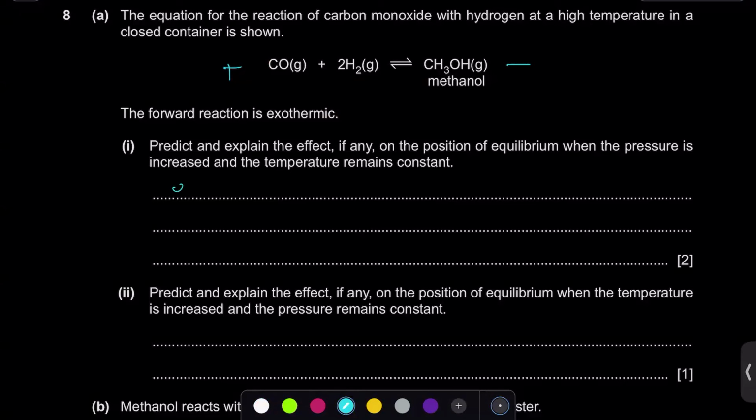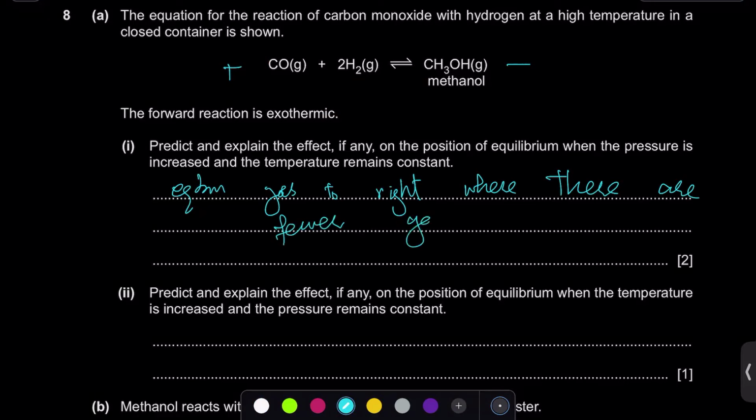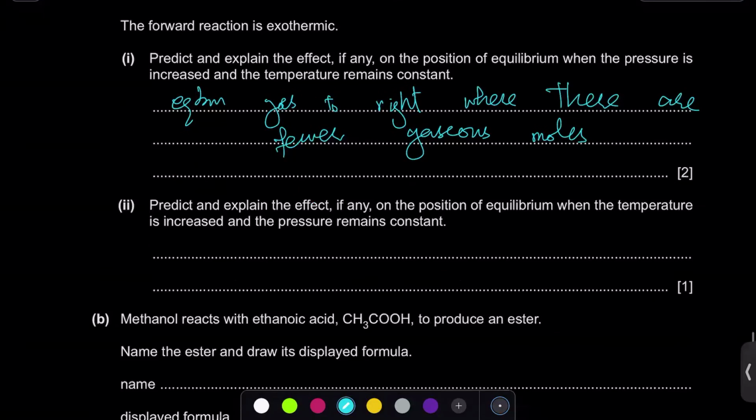So equilibrium goes to the right, where there are fewer gaseous moles. So the word gaseous moles is important, okay?